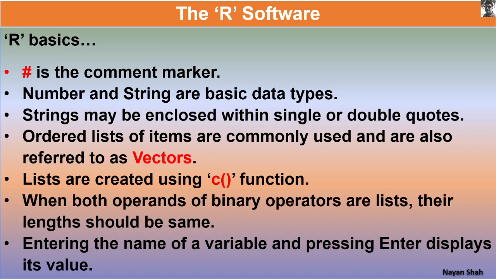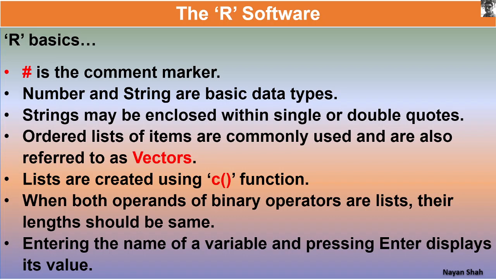Some R basics you need to remember from the exam point of view. Hash is the comment marker. Whenever you want to write a comment in R software, you use hash. Number and string are the two basic data types of R software. Strings may be enclosed within single or double inverted commas, so when writing a string, you are free to use either.